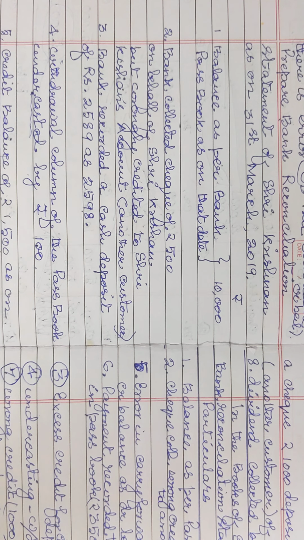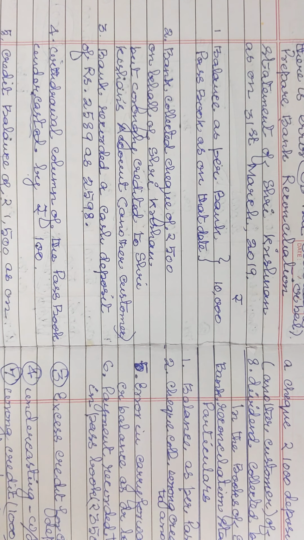Prepare a bank reconciliation statement of Sri Krishnan as on 31st March 2019. They have given the balance as per bank passbook as on that date, 10,000 rupees. They did not say whether it is a favorable or debit balance. When they simply give the balance as per passbook, you have to take it as a favorable balance. So I have entered that balance as per passbook in the plus column, 10,000 rupees. Let us move on to the next one.